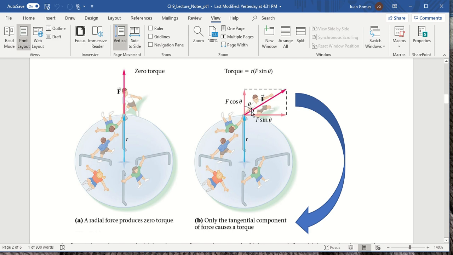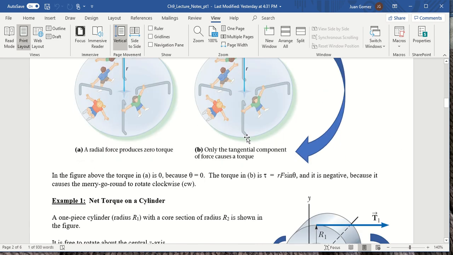Well, that angle is theta. And the component of F that is perpendicular to the lever arm is F sine theta. So this torque is R F sine theta. And in this case, the torque is negative because it produces a clockwise rotation. But this is the case where the torque tau is equal to RF sine theta. So the torque in panel B is RF sine theta, and it's negative.